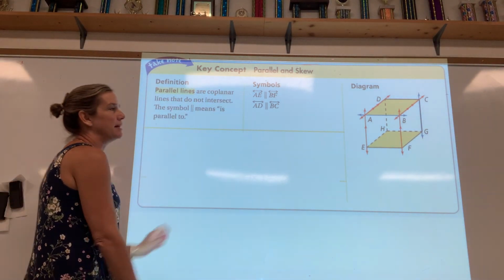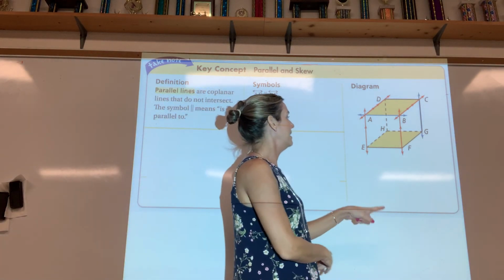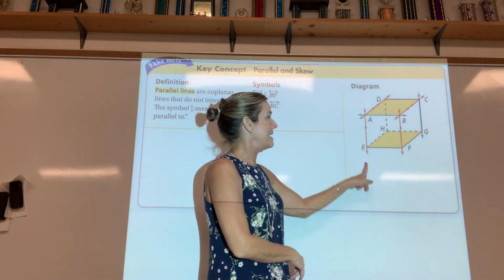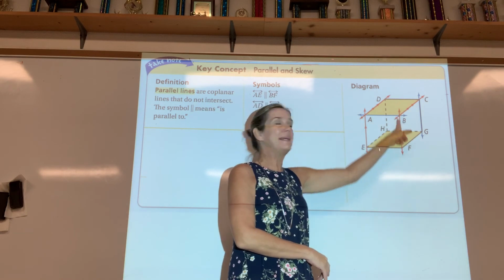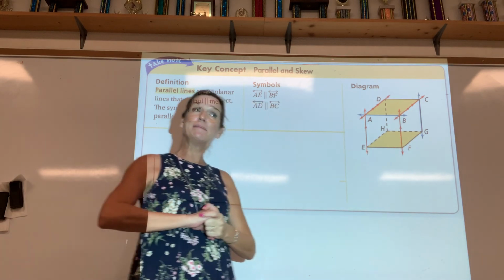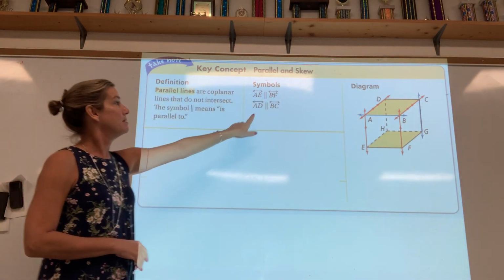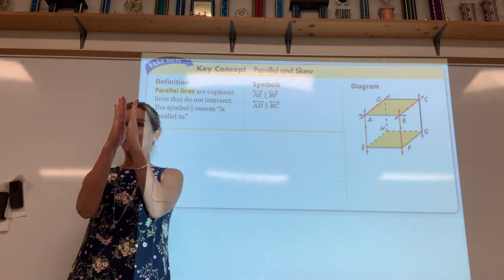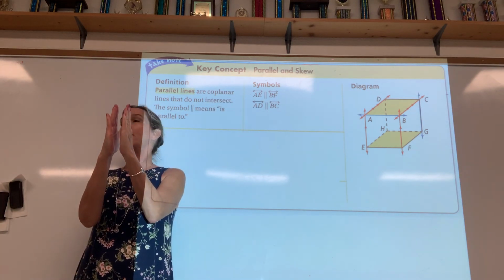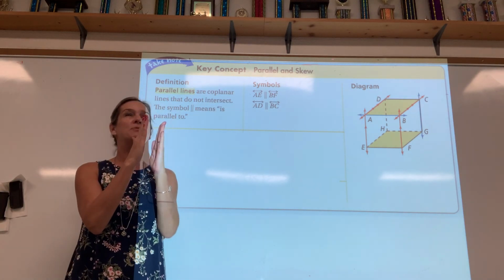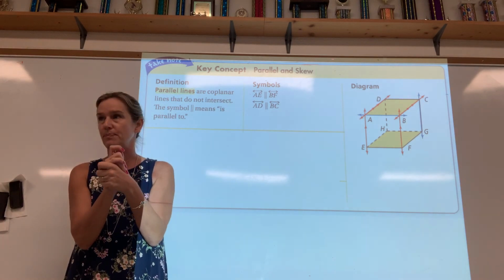Parallel lines, using a cube to look at it. So line AE would be parallel to line BF. Now the symbol, how do you write that? Two parallel lines like that. That's the symbol for parallel. And you will need to recognize what that means in the future, okay?